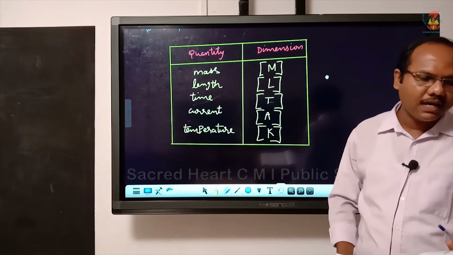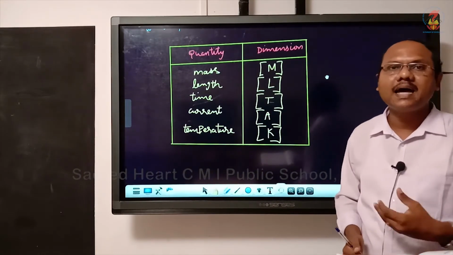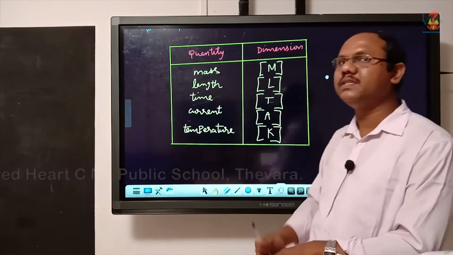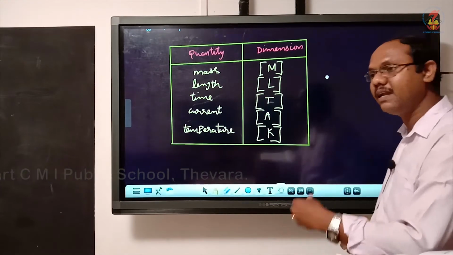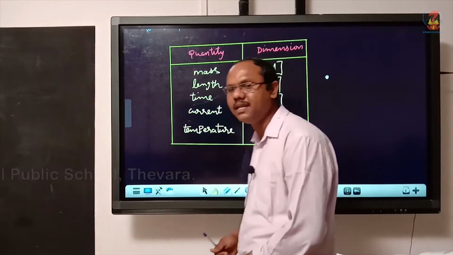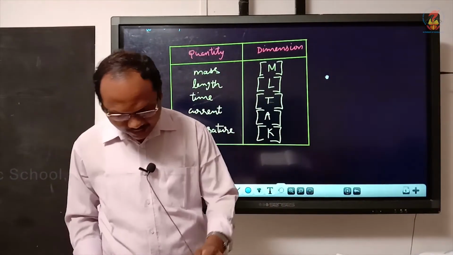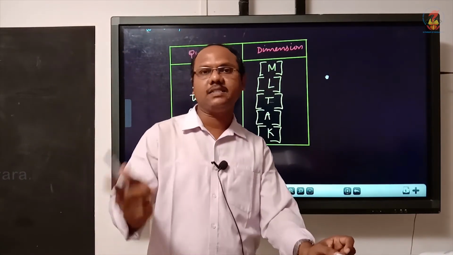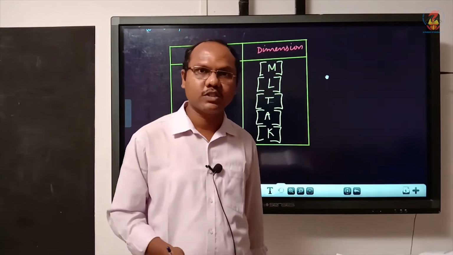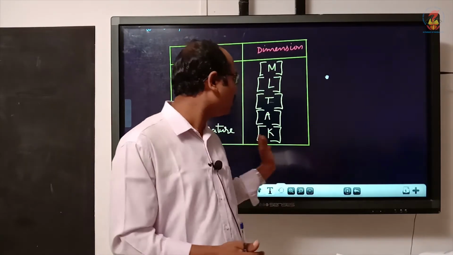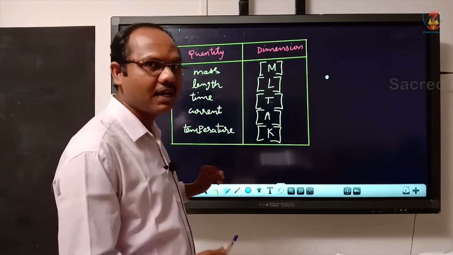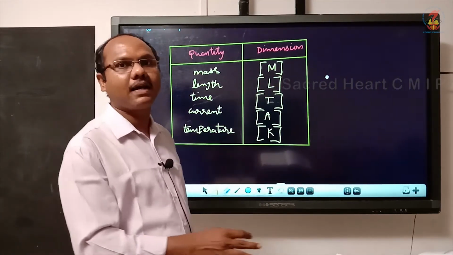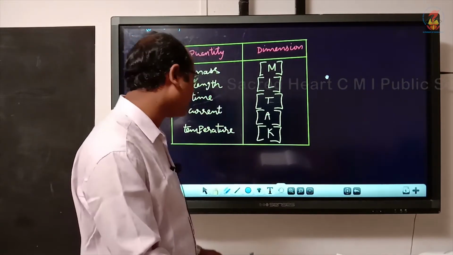Now let us see how to find the dimension of a physical quantity. I will first go with the basics, with the equations we studied in class 9 and class 10, and we will obtain the dimensions. I will tell you how to find the dimensions, and then we will do the higher quantities.